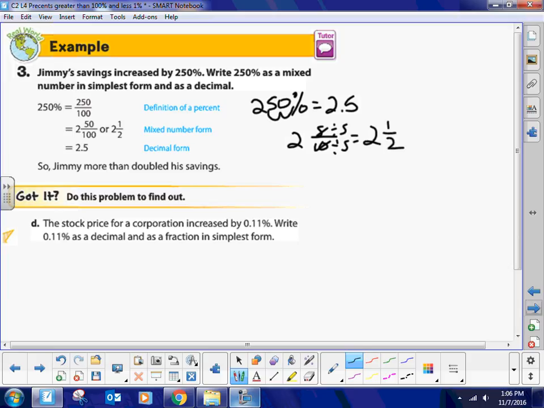All right? This one real quick. Increased by 0.11%. Right? 0.11%. Move the decimal to the left 2 spaces. 0.0011. All right, and then that's over, what, tens, hundreds, thousands, 10,000s? It's 11 over 10,000, it's done. Okay, 11 is a prime number.